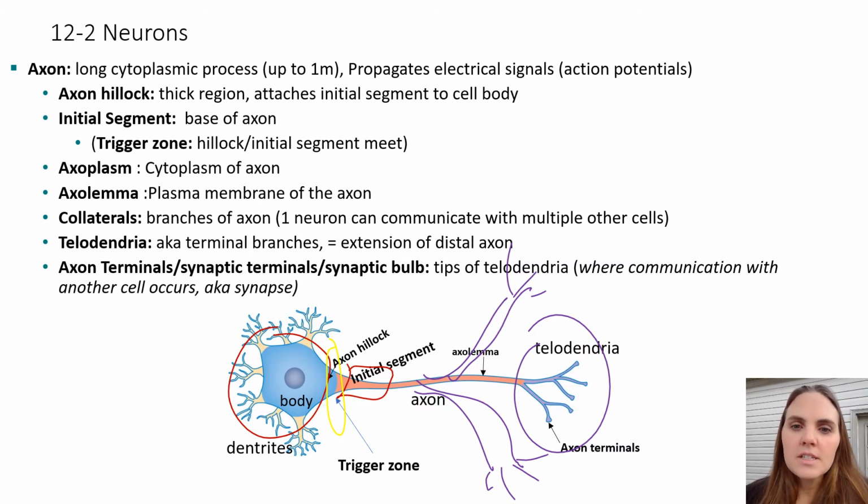And at the end of these telodendria branches, we have what are called our axon terminals, or sometimes called our synaptic terminals or our synaptic bulbs. And these are the tips of those telodendria, and this is where communication is going to occur with another cell. And we call that area where one cell communicates with another the synapse. And that's why they're called synaptic bulbs or synaptic terminals.